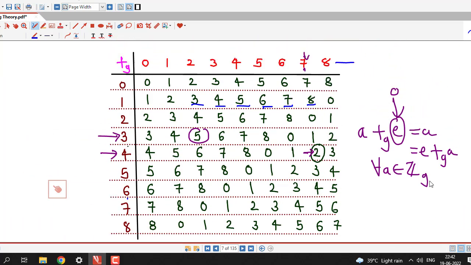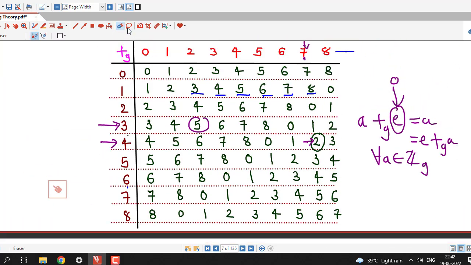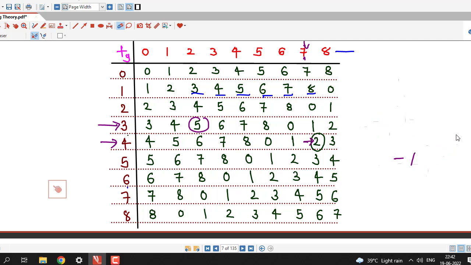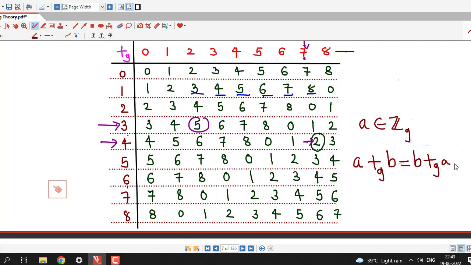Now the next property is existence of inverses. So once we have the identity or 0, we can check the inverse for each and every element. We recall that if I have any element A in Z9, and if I can find another element B from Z9 such that A plus B equal to B plus A equal to identity, that is 0, then B and A are inverses of each other. So we will check for the inverse of each element.